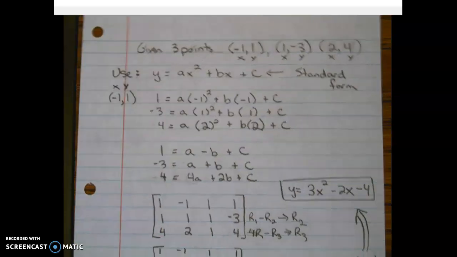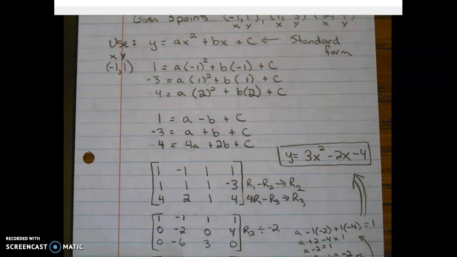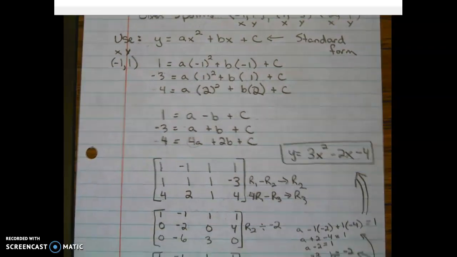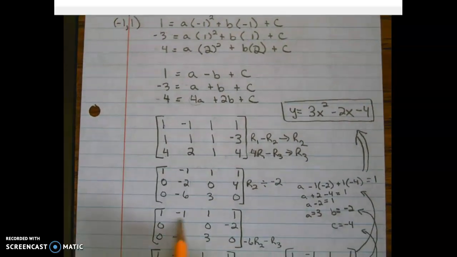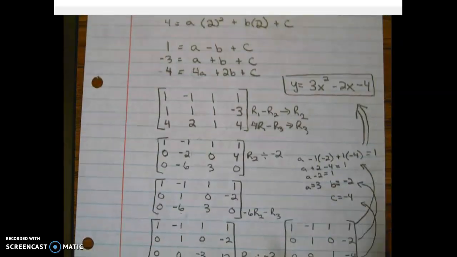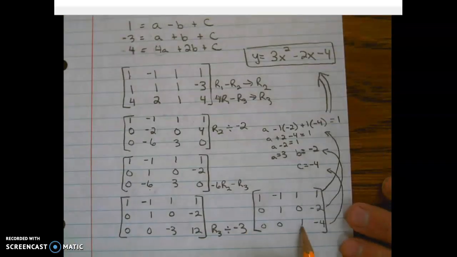Now I'm not going to spend a lot of time on that because that's a previous video that you already learned. I got my 1 here by dividing this row by -2. Then I multiplied row 2 by -6, so I could subtract row 3 and get my 0 here. And then I divided row 3 by -3 to get my 1 here. And now I'm ready to write my solutions.